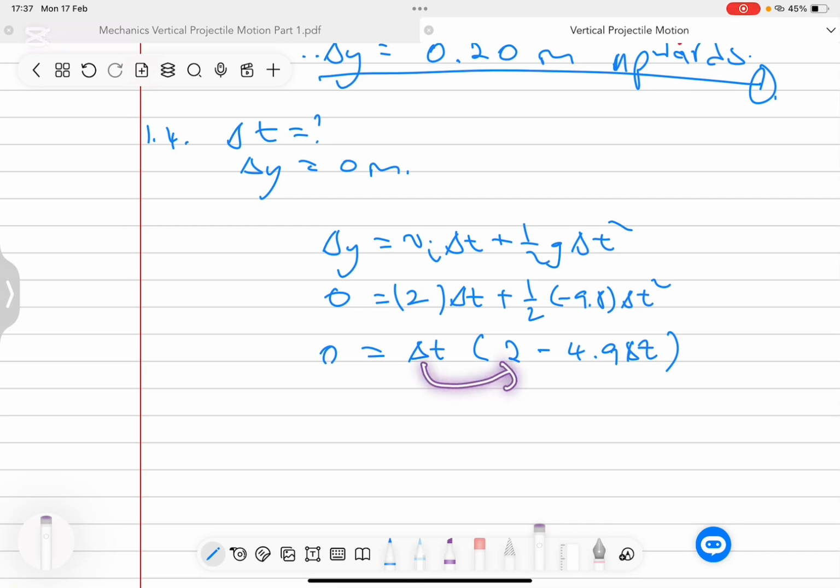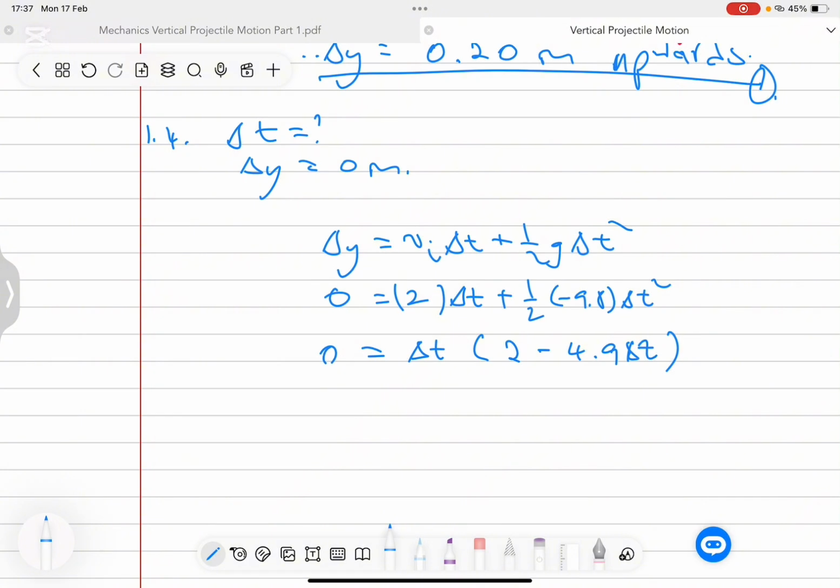Now remember, if I multiply this, I get this back. If I multiply that, I'll have the 4.9, which is half times that, and this will be a t squared. That's what I'm saying. I see a quadratic equation that I can factorize here.